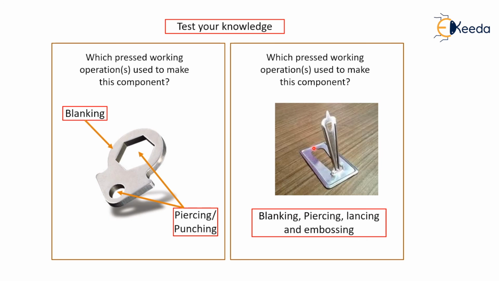This outer edge we get from the blanking process. This you may find is punching or piercing. Then this is having three side cutting and one side bending, so that's why it's lancing. And this is provided with the embossing operation as well along this edge and this edge here. So this component is produced by using the combination of all these operations.